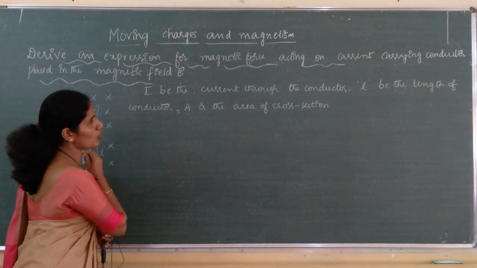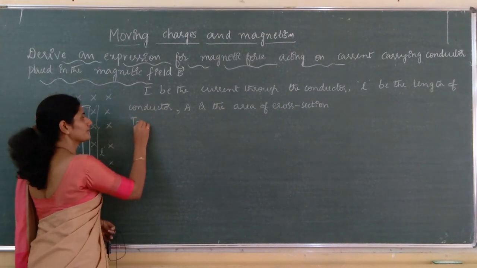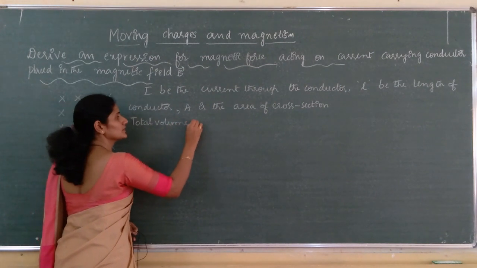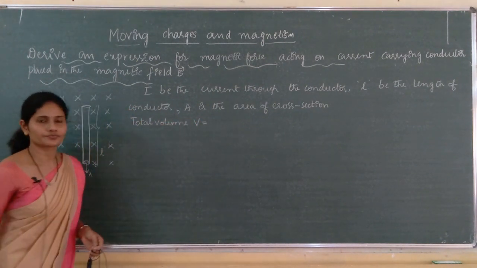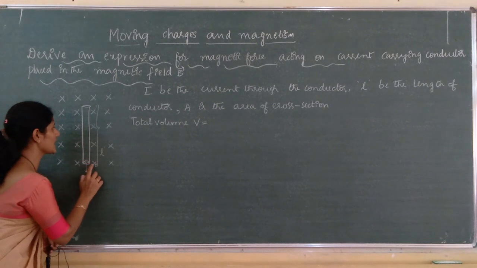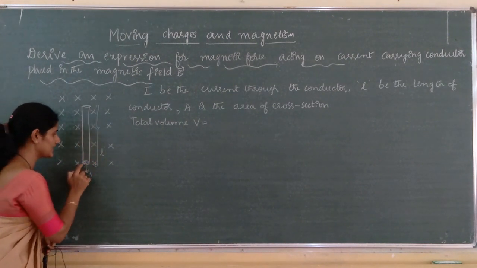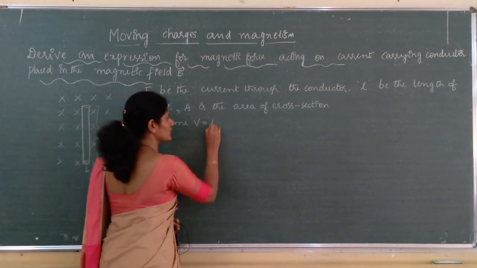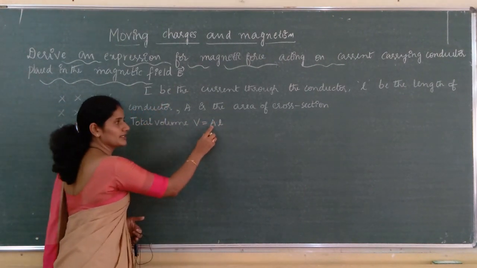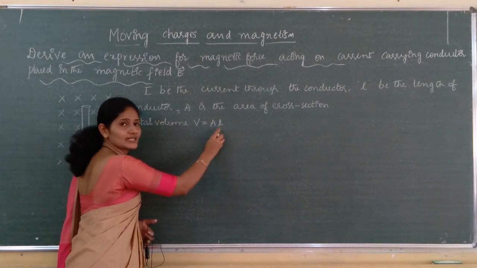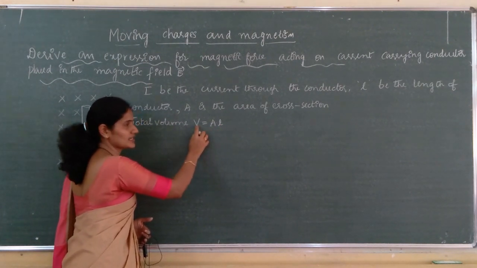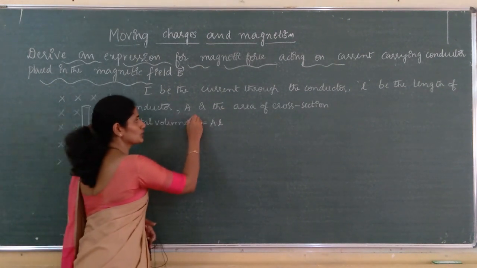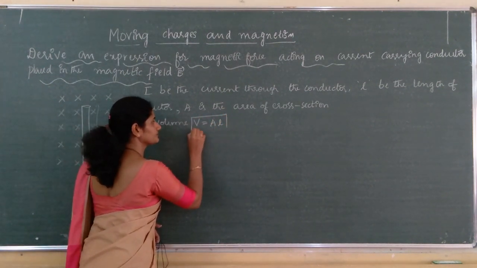So, what is the total volume of the conductor then? Total volume of the conductor V is equal to, if this is the area of cross section and this is the length of the conductor, then A into L is nothing but the total volume of the conductor. So, V is equal to A into L: area in meter square, L in meters. Meter square into meter is meter cube, which is nothing but the volume.